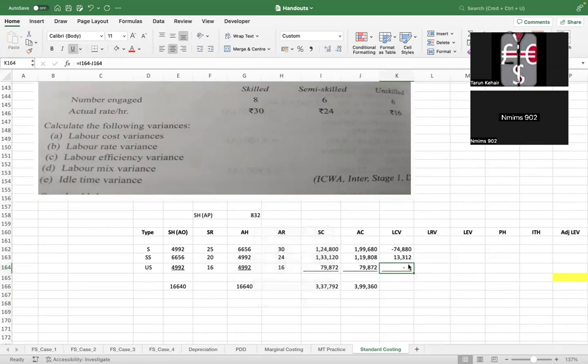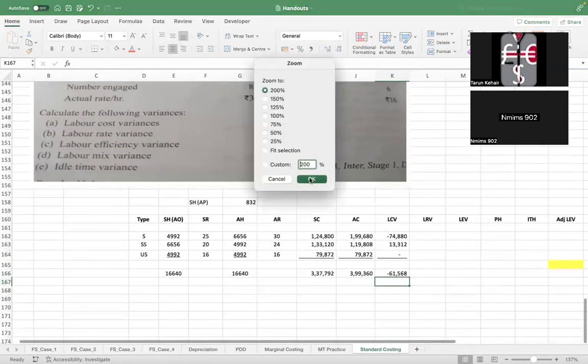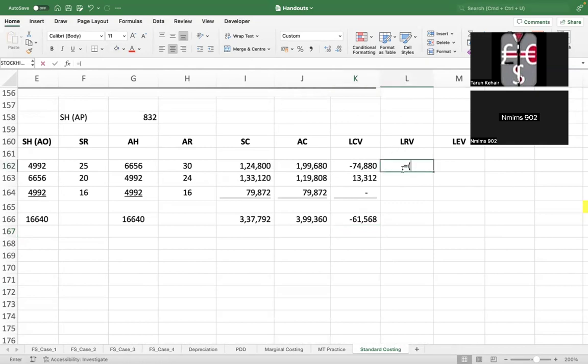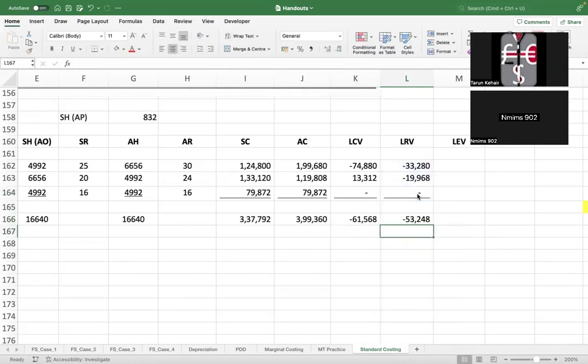Okay? Now just add up. You will get your total labor cost variance as 61,568. This is better. Labor rate variance formula, standard rate minus actual rate into actual hours. Do it for all the three, add it up. This is your rate variance.